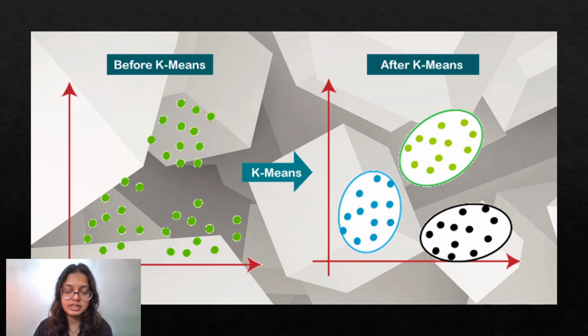Before k-means, this is the normal graph with the data points, but after k-means, these data points are divided into three groups. Within these groups, the data points have similar characteristics, but if we compare the blue group with the green group, they will have different characteristics, or the green group with the black.